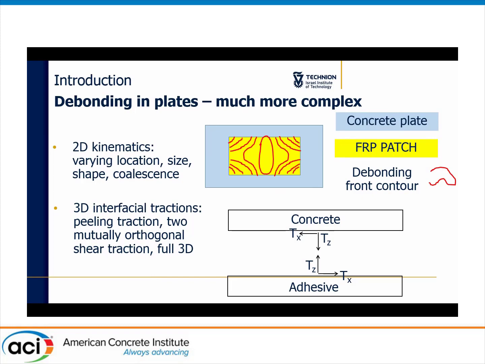In addition, on top of the two traction components we have in beams, we have an added width component in plates, and along with it goes another interfacial traction component, which makes for a full 3D traction state at the interfaces.